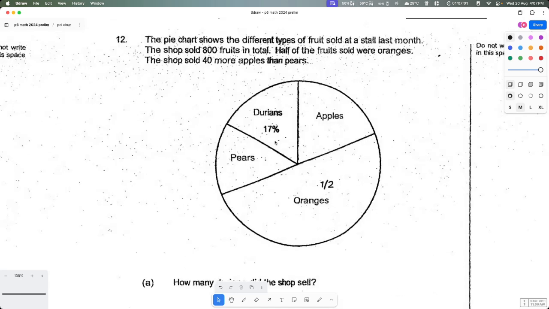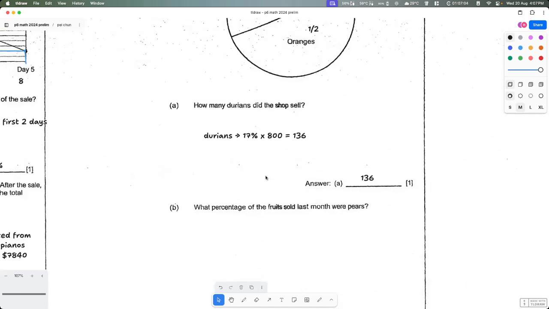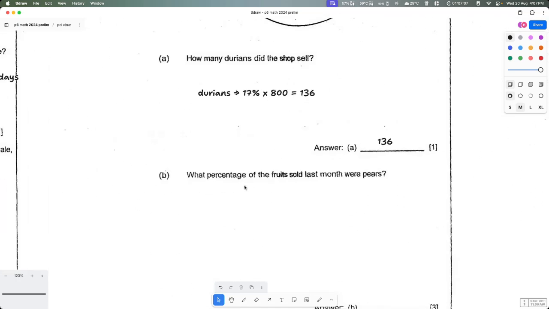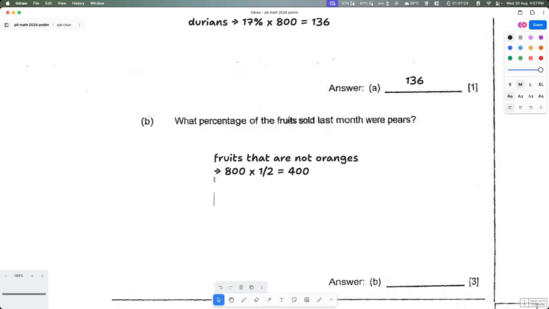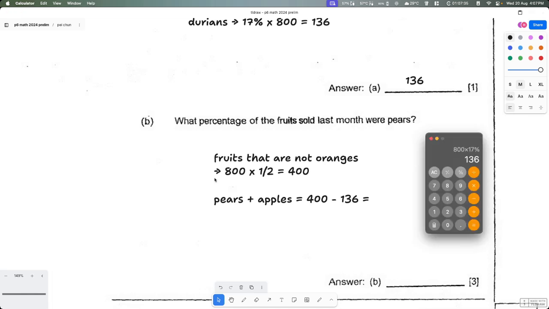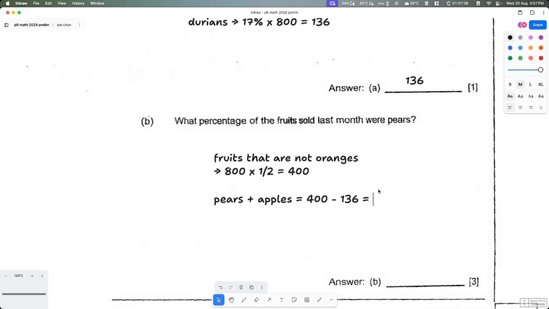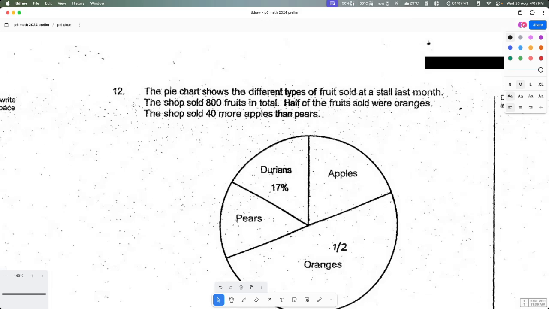Okay, so we know half is oranges, so I'm gonna write fruits that are not oranges. Okay, is basically 800 times half, not 8,000 times half, right? And this will become 400. Okay, so pears plus apples is equal to 400 minus 136. Okay, and let's use the calculator. 400 minus 136, this is 264. Right, so pears plus apples is 264.